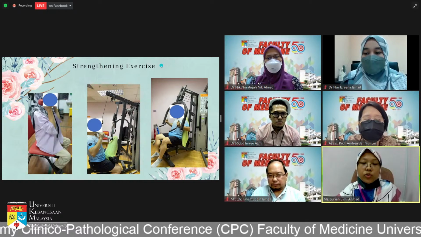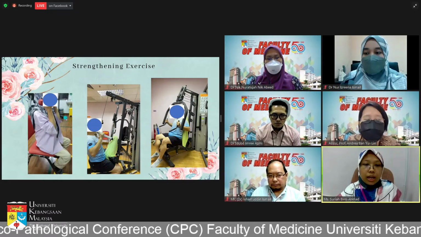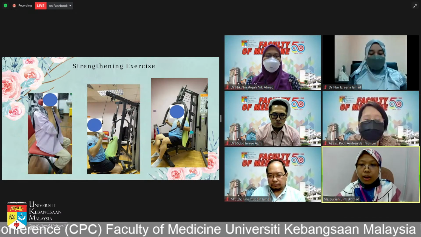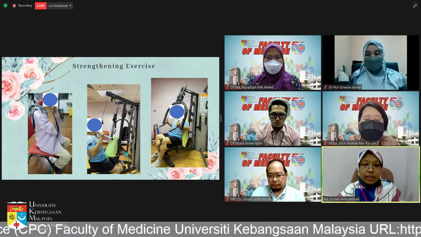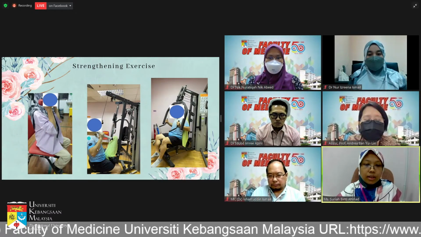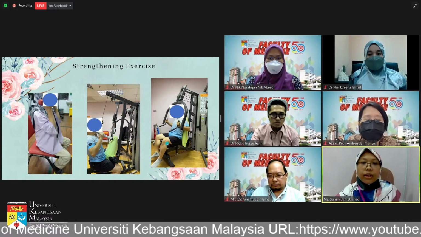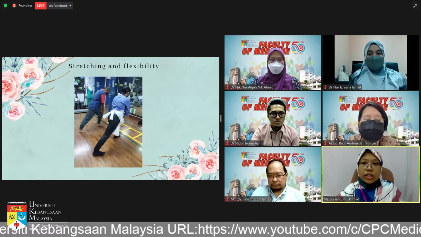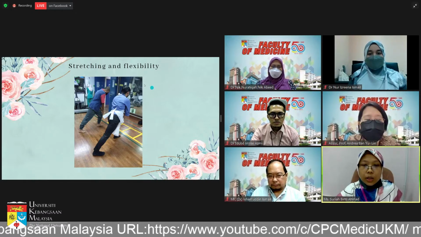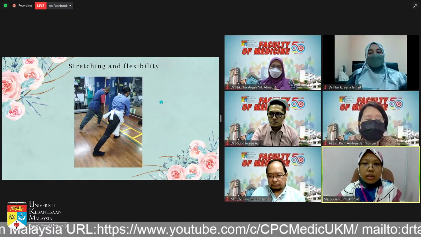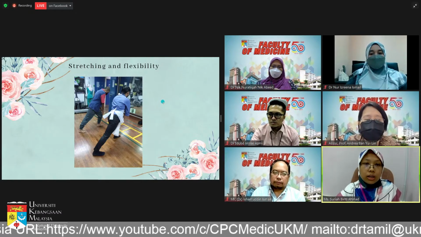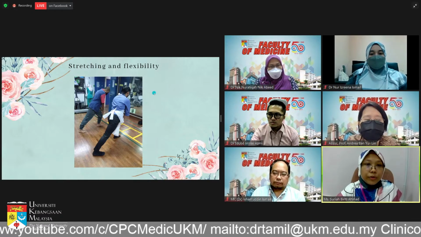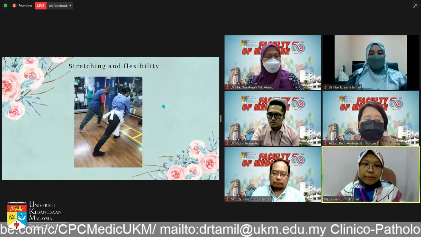So we also give patients strengthening exercises. We can use dumbbells and a one-station gym. This is for back exercise, and then for our latissimus dorsi, to strengthen the upper limb muscles as well. So this is the stretching and flexibility exercise that we give to the patient. Normally we teach the patients and then we ask the patient to do it at home, and we will review the exercise during the next session.